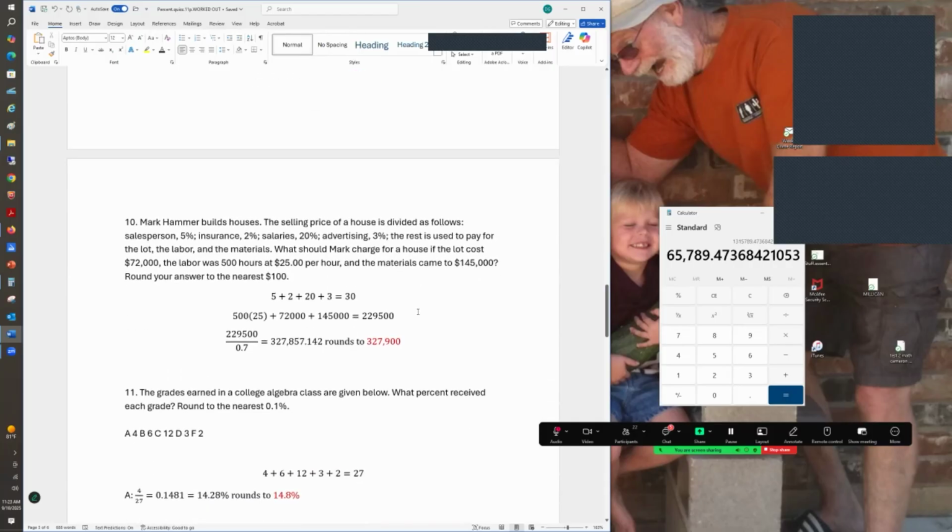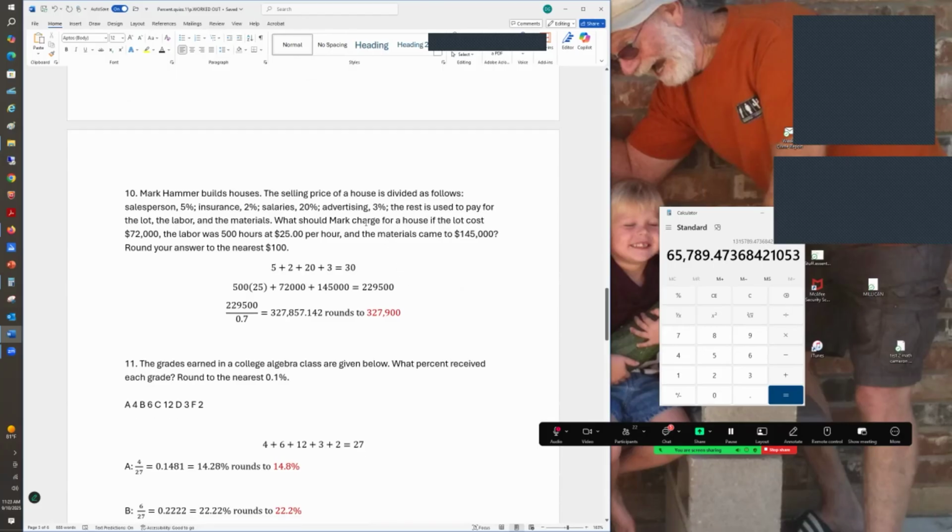Number 10 gives people a lot of trouble. This is probably the easiest way to work it. I got this from an actual home builder a long time ago, one of my high school classmates who became a home builder. Salesperson, it's 5%. The insurance, 2%. Salary is 20%. Advertising, 3%. And that's all of the selling price. The selling price is multiplied by each of those.